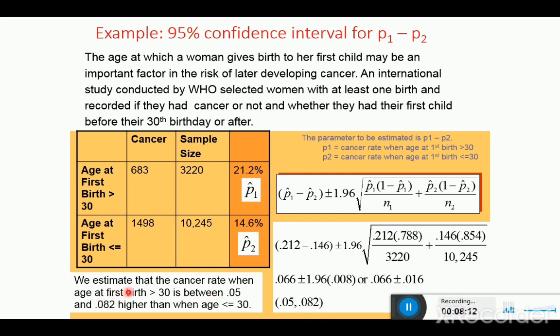We estimate that the cancer rate when age at first birth is greater than 30 is between 0.05 and 0.82 higher than when age is less than 30. Simply stated, for now just concentrate on P1 minus P2: it will start from 0.05 up to 0.82. Hope, inshallah, the answer is clear.